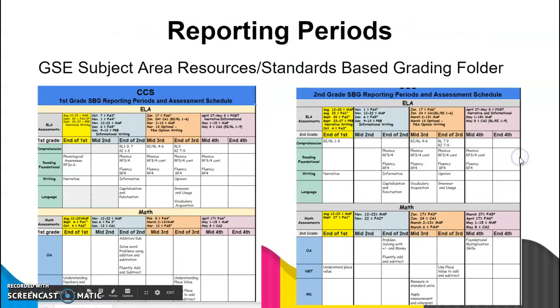All right, let's take a look at the reporting periods document. First of all, when you're looking at this, if you see any errors, things that do not match the assessment schedule for the county, please let me know and I can update this document. I've been over it several times, so hopefully I didn't miss anything, but you know how that goes. So feel free to let me know.